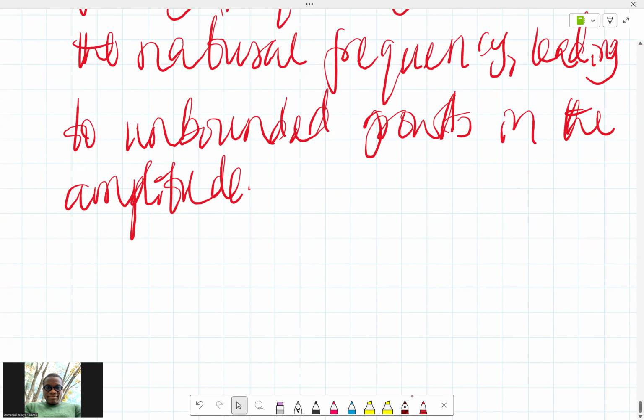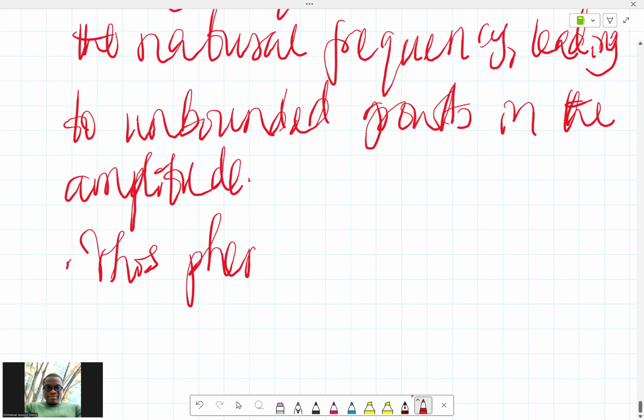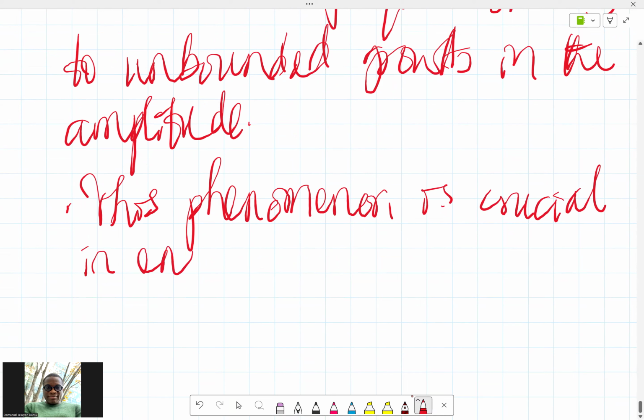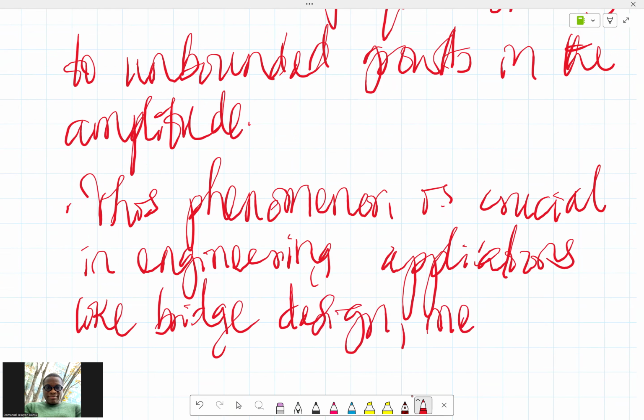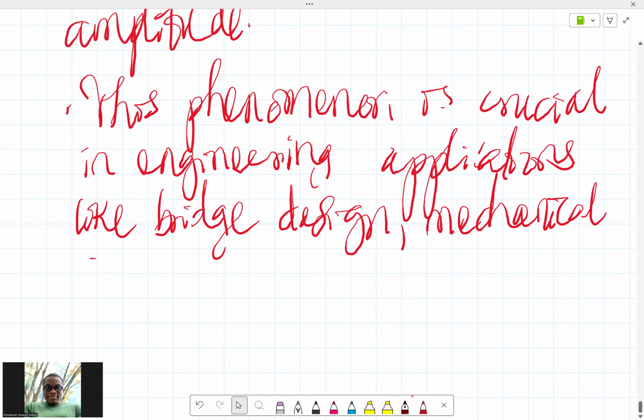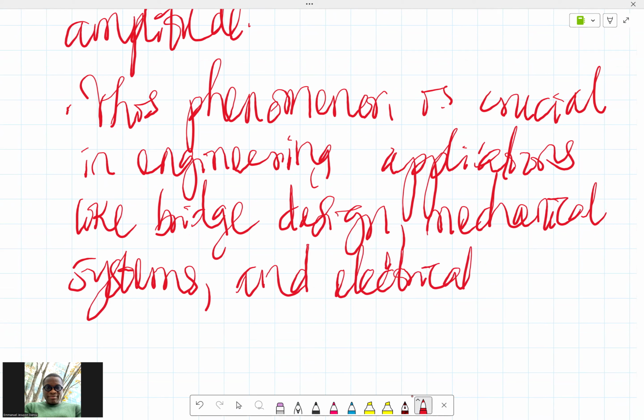Okay, then finally, for practical applications, this phenomenon is crucial in engineering applications like bridge design, mechanical systems, and electrical circuits. Okay, this has been a serious one.